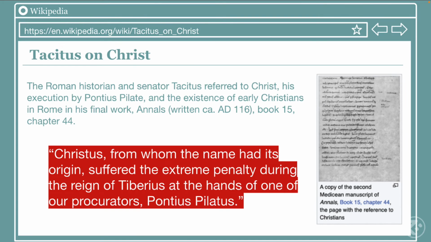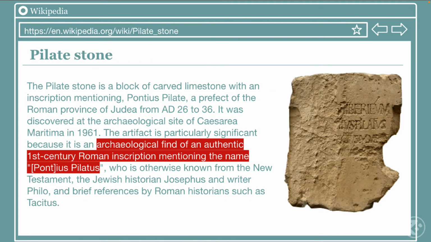And in his book, Tacitus wrote that Christ suffered the extreme penalty during the reign of Tiberius at the hands of one of our procurators, Pontius Pilate. So Rome's greatest historian says that Jesus existed and was put to death by Rome. Right? And again, this is a secular source. This is just history. Interesting, there's even a Pilate stone that was discovered, and so when we read in the New Testament about the crucifixion of Christ, right, undisputed fact.